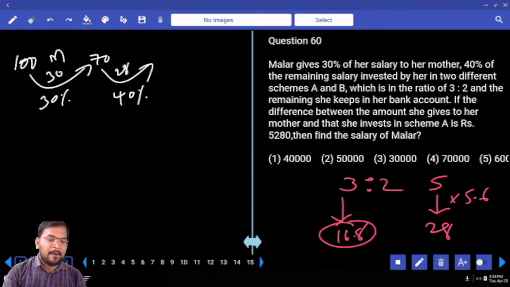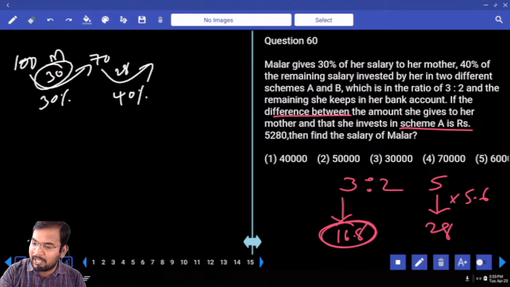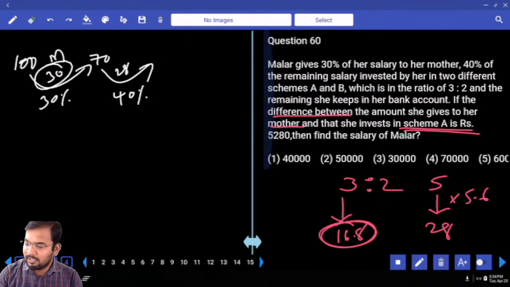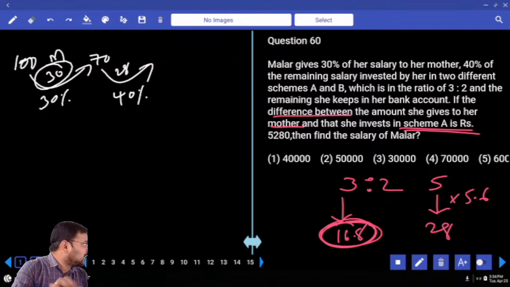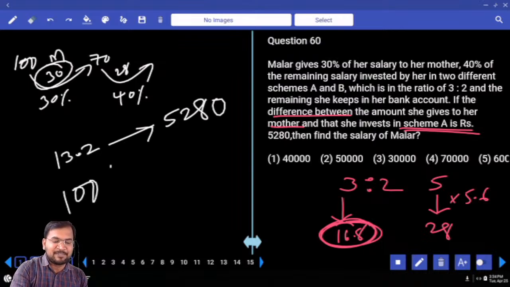Yes or no? Mother's money is 30, scheme A money is 16.8. The difference between the mother's money and scheme A: scheme A is 16.8, mother's money is 30, the difference is 13.2. That 13.2 is nothing but 5280. Then what is 100%?